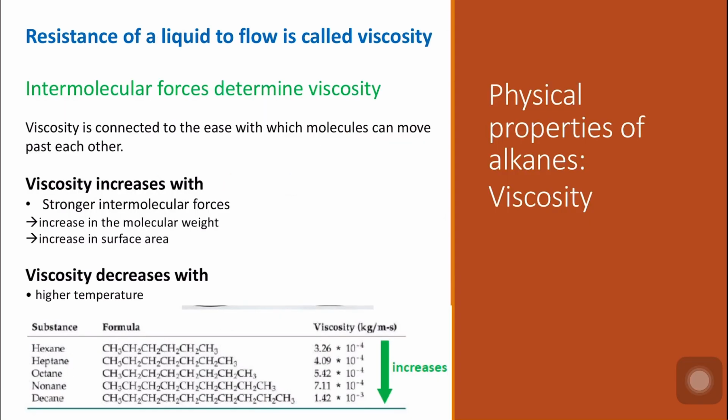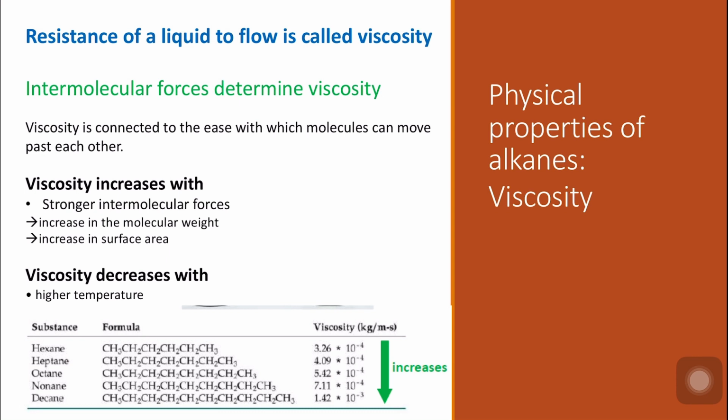Another physical property of alkanes is the viscosity. Viscosity is the resistance of a liquid to flow. And again, the same intermolecular forces determine the viscosity. Viscosity is connected to the ease with which molecules can move past each other. So the higher the intermolecular forces, the more difficult it is for the molecules to move freely past each other.